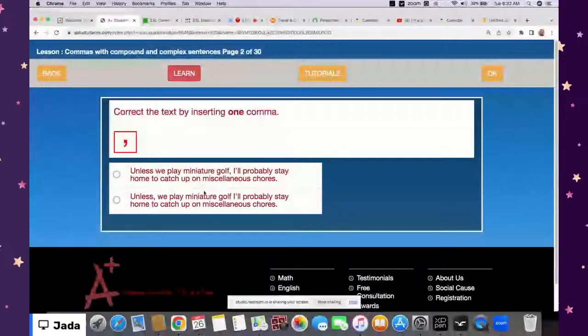So what's gonna be your answer here? "Unless we play miniature golf, I will probably stay home to catch up on miscellaneous chores." So which is the right answer here? Is it the first or the second? Yeah, the first one, because we have "unless," and "unless" is a subordinating conjunction. Yes, the first one is correct. So you need to have a comma after the dependent clause. So the first comma after golf.